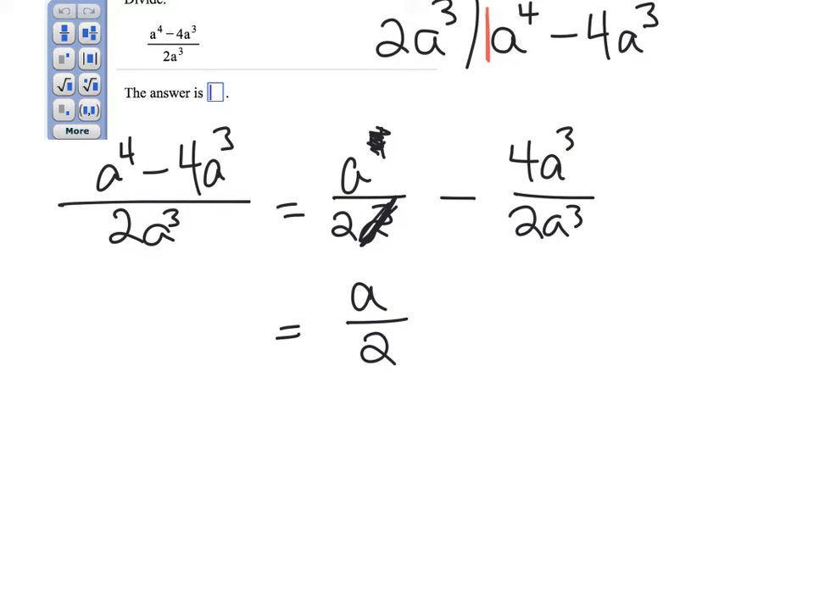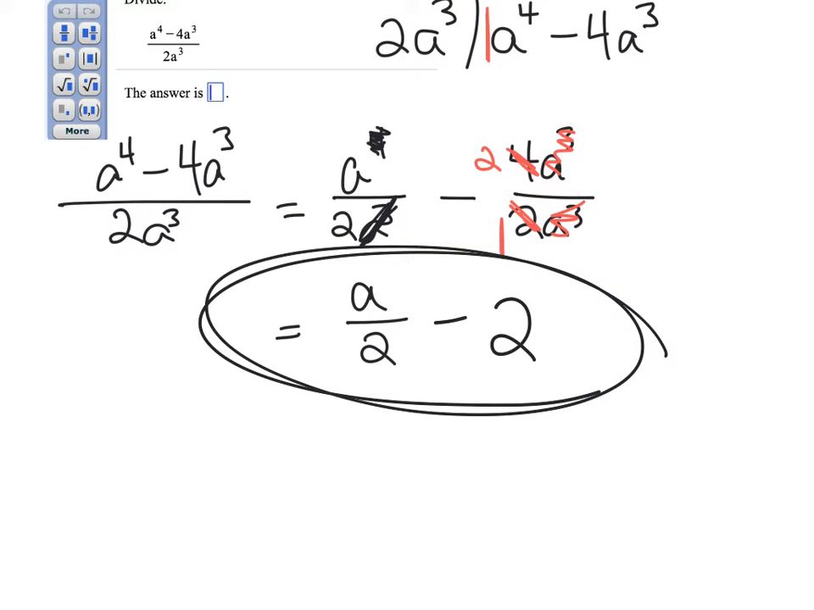And then over here, these a to the thirds cancel with these a to the thirds. And then 4 divided by 2, that means the 2 turns into a 1 and the 4 turns into a 2. So this whole term turns into minus 2. And there is your answer.